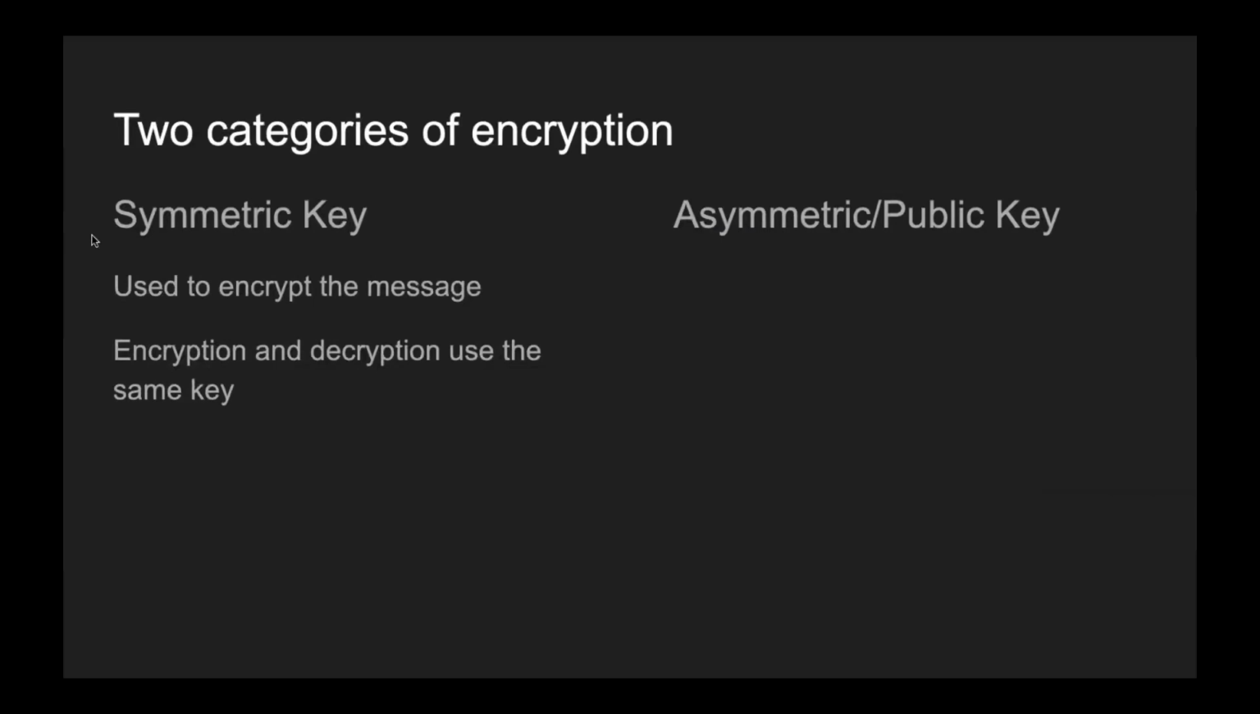So there are 2 big categories of encryption. There's symmetric key and then asymmetric, which I will call public key cryptography. Starting with symmetric, it's used most of the time to actually encrypt the real message. And encryption and decryption use the same key. So Caesar cipher, like you just saw, is an example of symmetric key cryptography. Cryptography is just the word for the study of all of this. So I'll use it interchangeably a little bit.